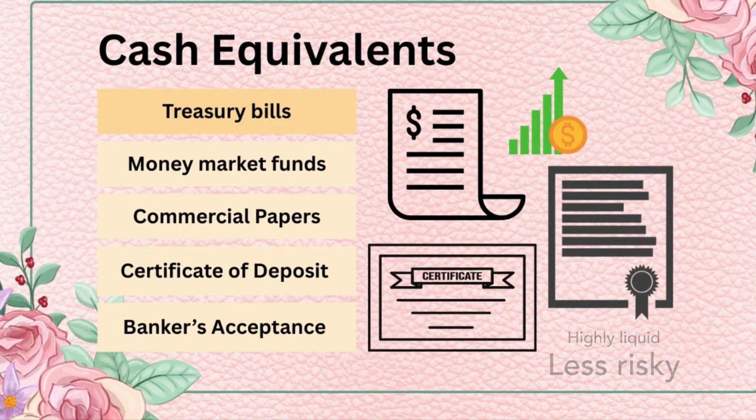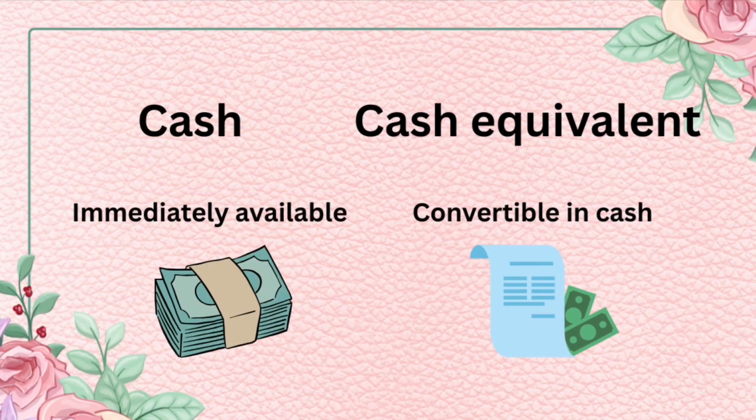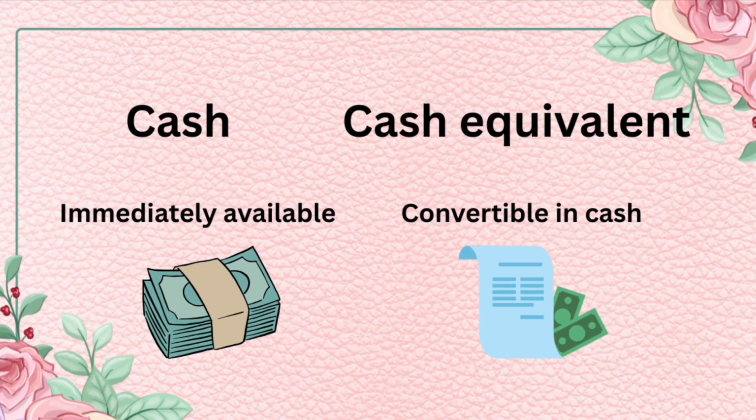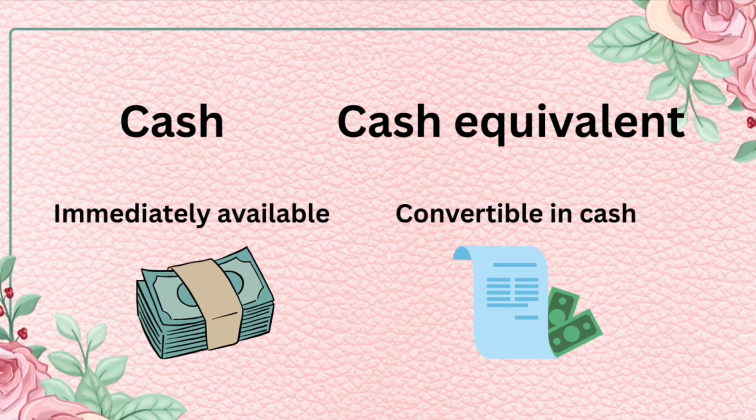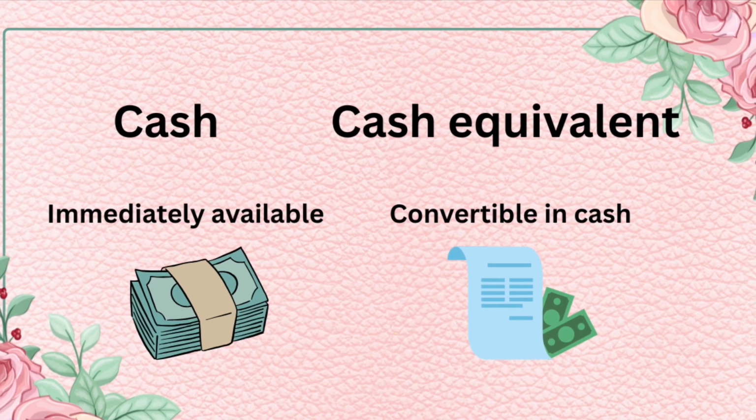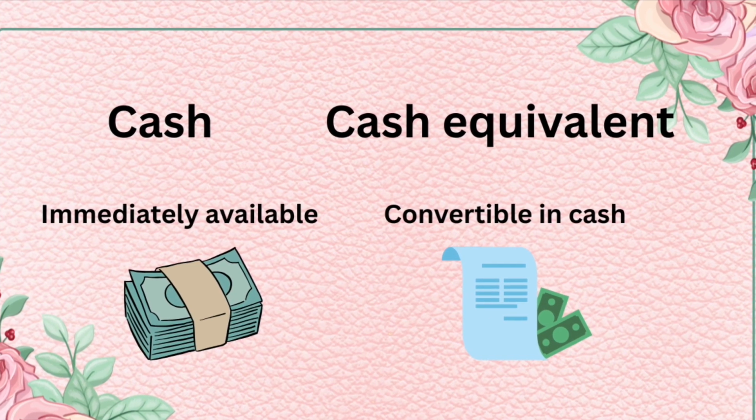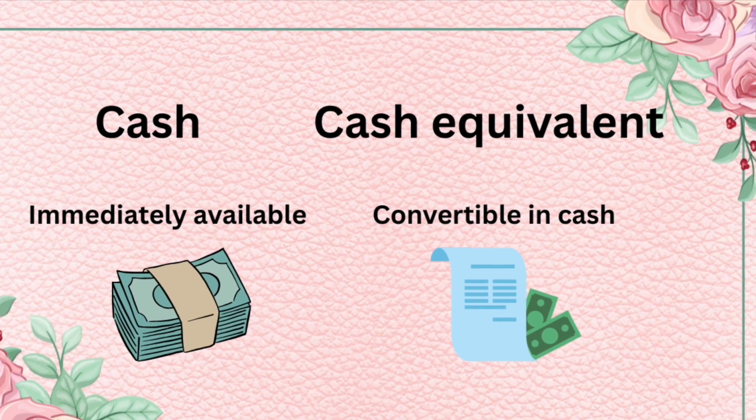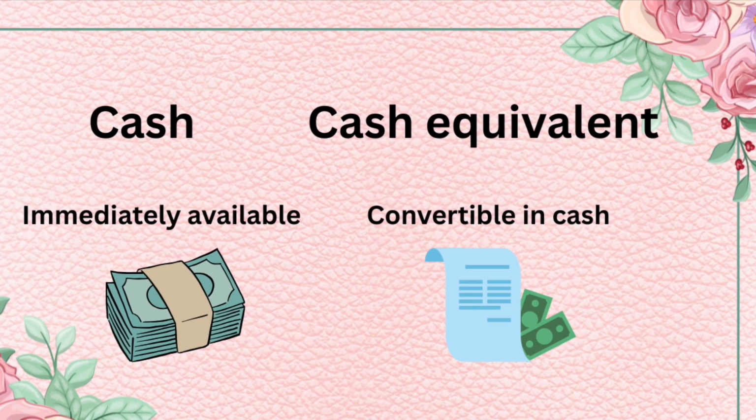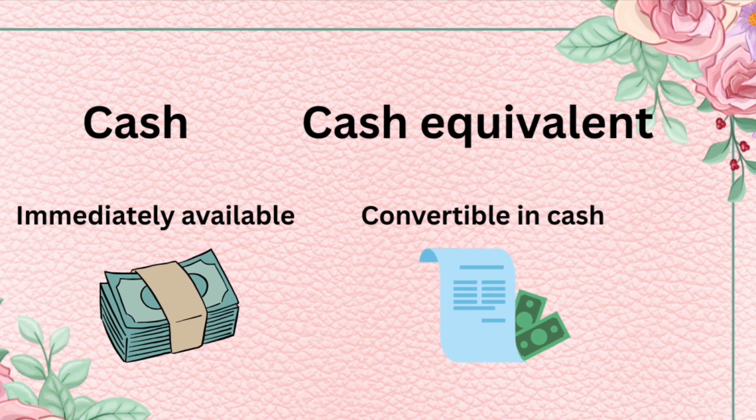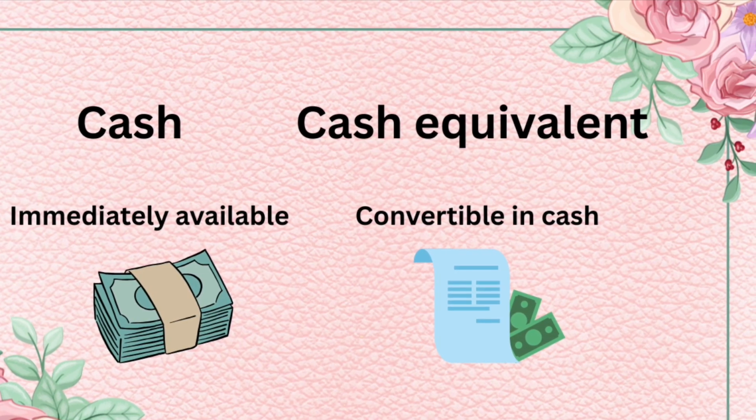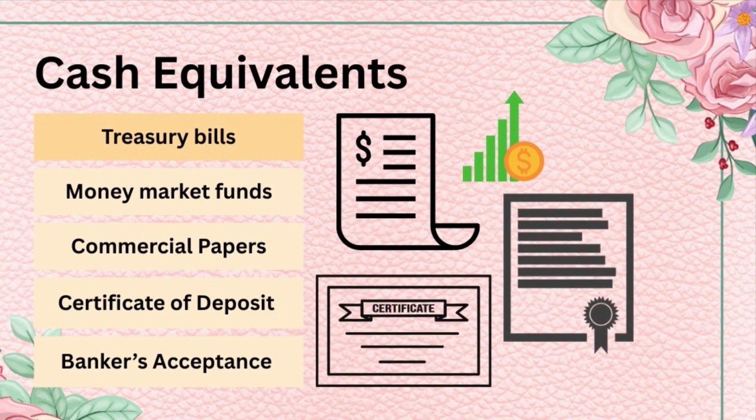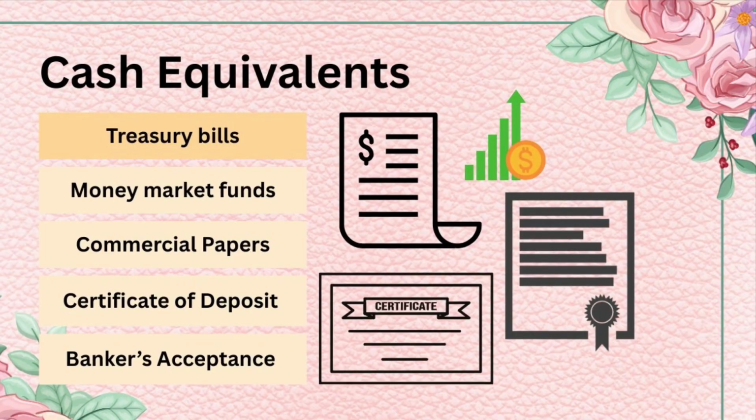Now, if it generates money in short time period, what would be the difference between cash and cash equivalent? In terms of immediate need of money, we can use cash, but we cannot use cash equivalent because immediately, if we want to use something, there is cash. Cash equivalent cannot be used immediately because it takes a little bit of time to convert into cash. It has to be convertible. It is convertible in cash, but it is not immediate cash. These are kind of short-term investments.